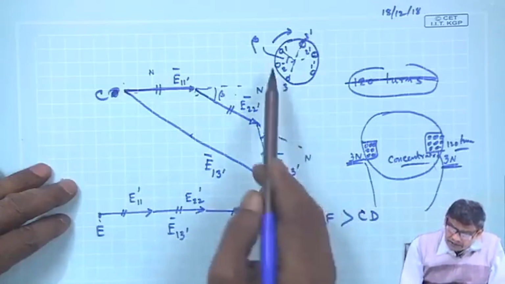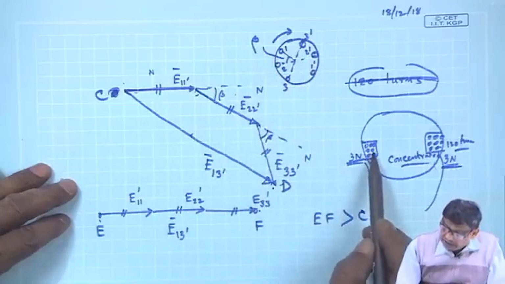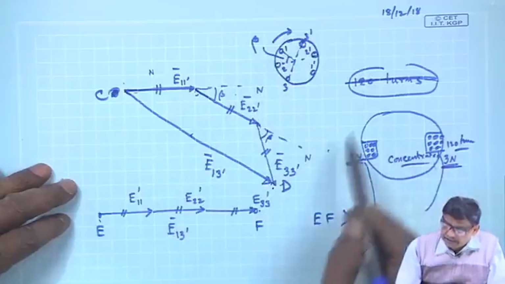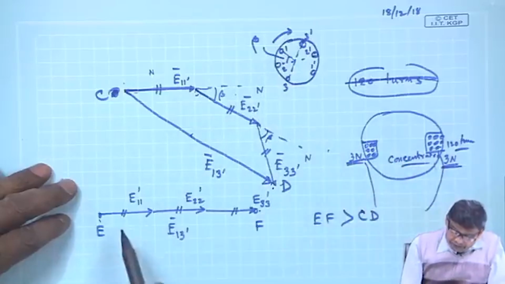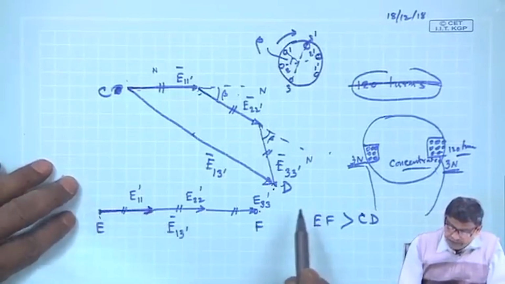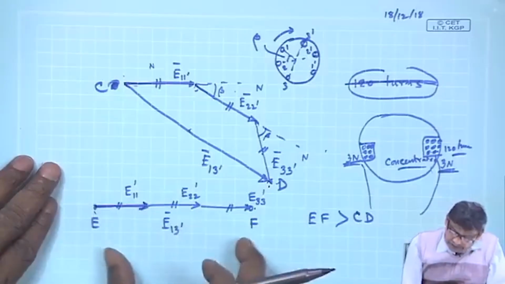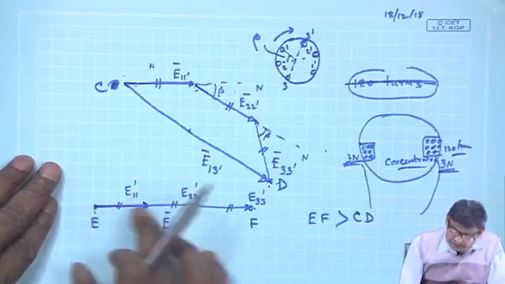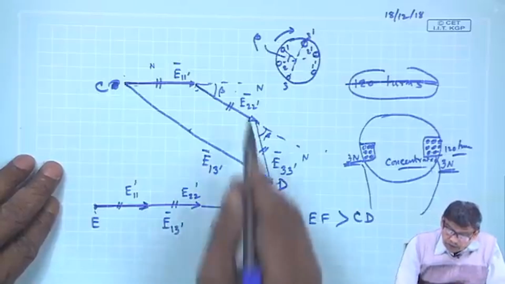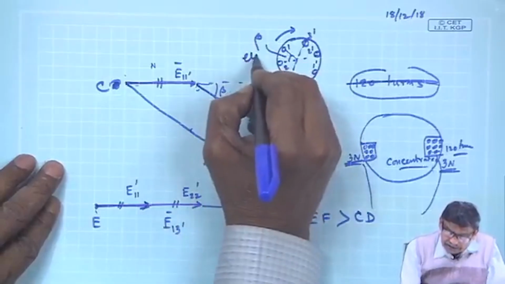Now imagine all the coils are concentrated in these 2 slots. So, 3n turns are there here. Then these voltages would have been cophasal, and this length will be just 3 times these voltages, and you will get this one. So, this beta, all the angles will be electrical.